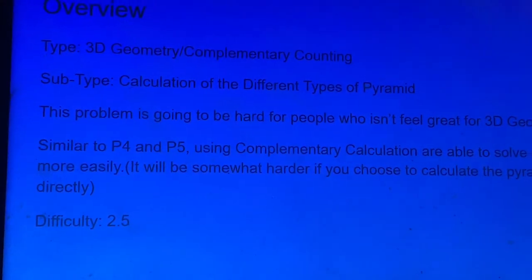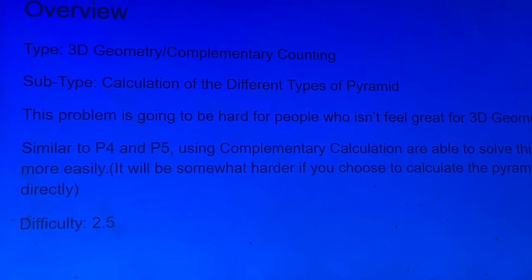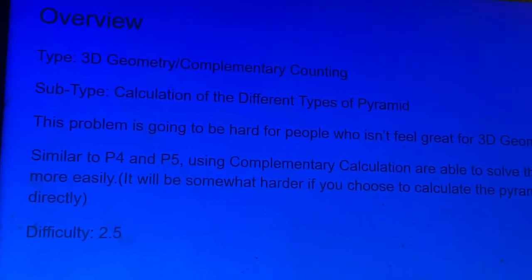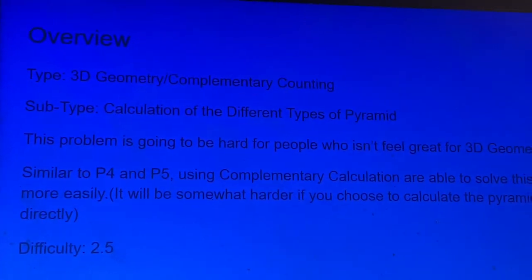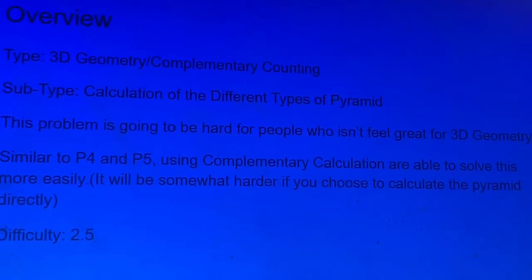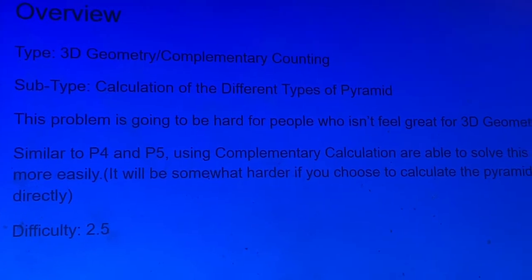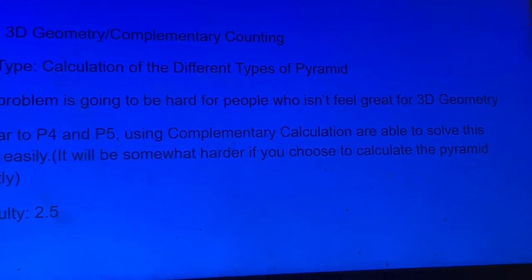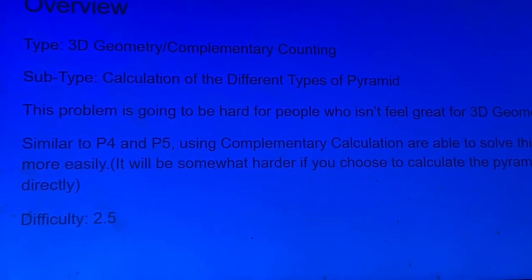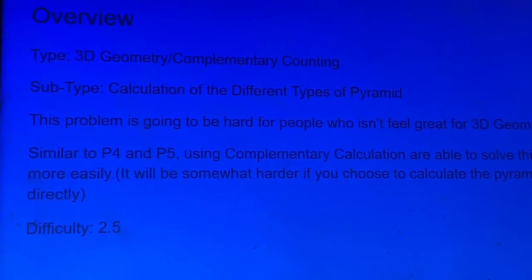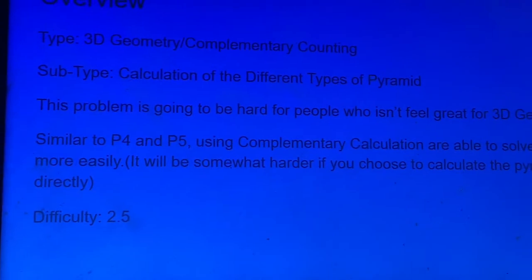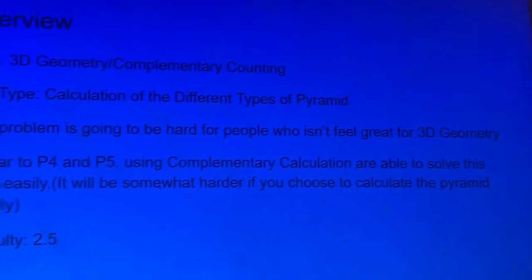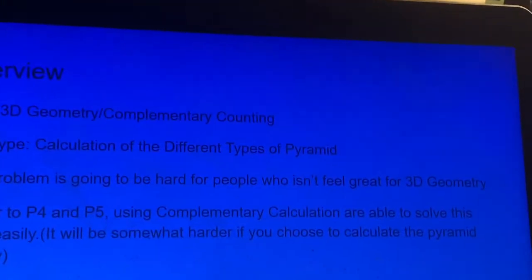3D geometry, complementary counting. This problem is going to be pretty hard for people who don't feel great about 3D geometry, who don't have great 3D geometry skills. Similar to these two problems, using complementary calculation makes this problem easier. It will be somewhat harder if you choose to calculate the pyramid directly. The difficulty is 2.5, requires some thinking.